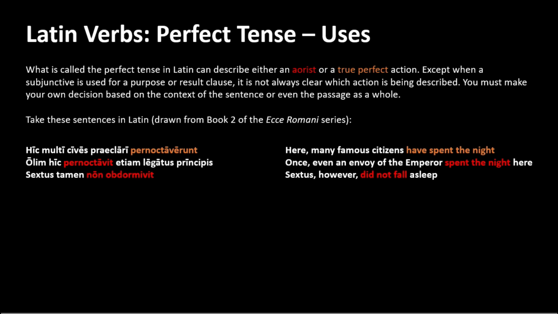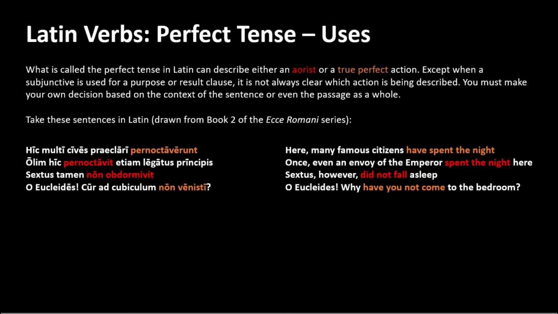Sextus tamen non obdormivit. Sextus, however, did not fall asleep. This is a story set in the past. It's a story set several thousand years ago nearly. Sextus did not fall asleep. It's not the case that Sextus has not fallen asleep. Sextus, I regret to say, is dead and has been dead a very long time, assuming he ever existed. And so again, an aorist use of the Latin perfect.